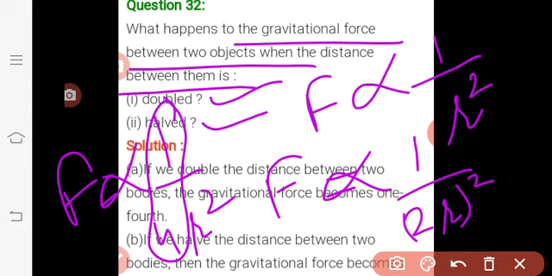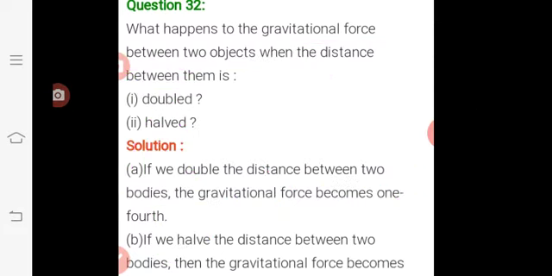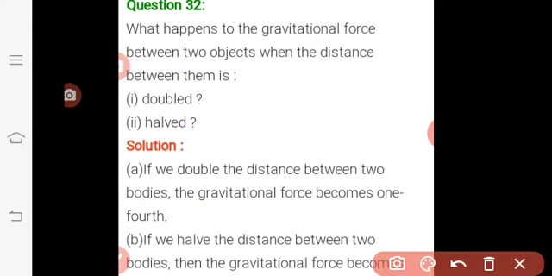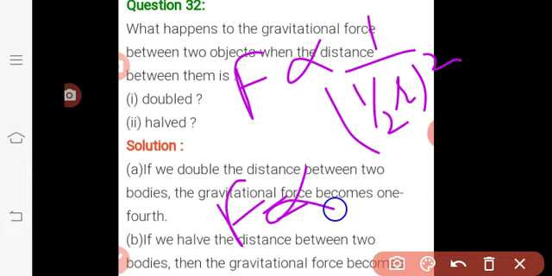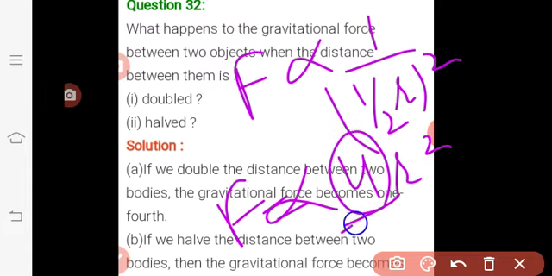ग्रेविटेशनल फोर्स 1/4 टाइम्स हो जाती है अगर डिस्टेंस डबल होता है. और इफ द डिस्टेंस इज हाफ, अगर हम उसको हाफ करते हैं, तो ये आ जाएगा फोर्स इज प्रपोर्शनल टू 4r स्क्वेयर. ठीक है, तो ये 4 टाइम्स बनेगा. अगर हम इसको हाफ लेंगे तो ये 4 टाइम्स बनेगा.